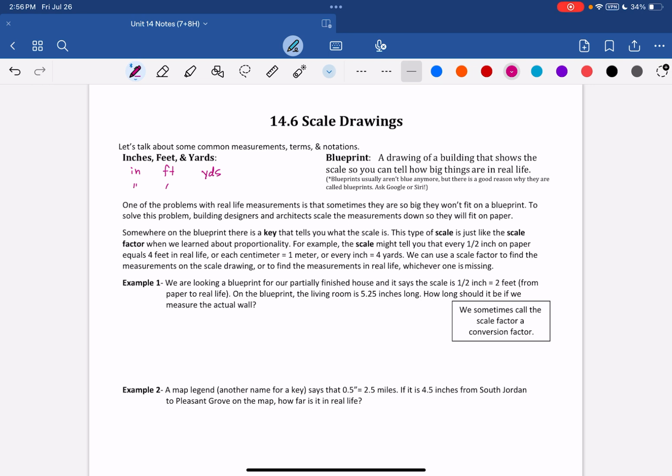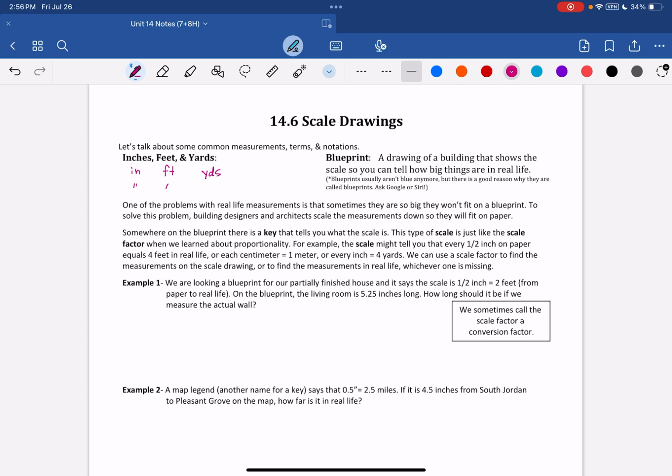Somewhere on the blueprint, there is a key that tells you what the scale is. This type of scale is just like the scale factor when we learned about proportionality, or in our scale when we're dilating. The scale would tell us that every half an inch on paper equals 4 feet in real life, or each centimeter equals 1 meter, or every inch is 4 yards. We can use the scale factor to find the measurements of the scale drawing or to find measurements in real life, whichever one is missing.